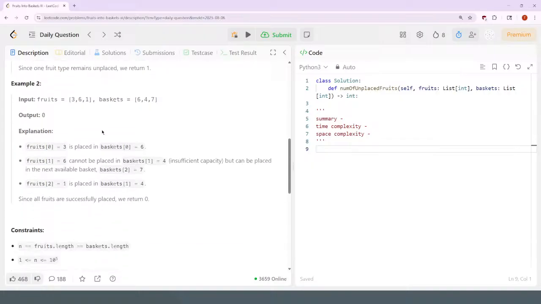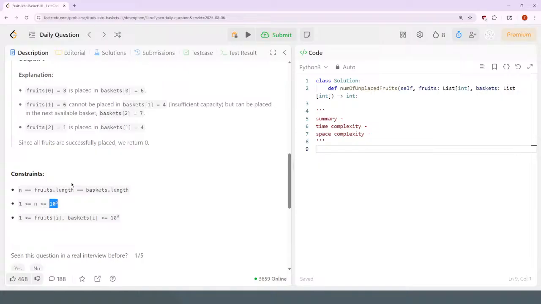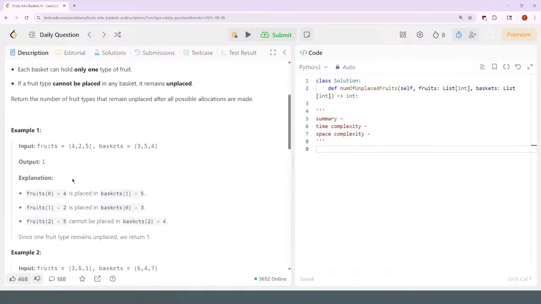It's 10 to the 5th, so yesterday's deal, which was n squared, was not good enough. Okay, so let's think about this. 4, 2, 5. So 4 goes into the 5, 2 goes into the 3, 5 goes into nothing. Well, I was kind of worried that this was going to be the problem when I did it yesterday, that the solution I had wasn't optimized enough.